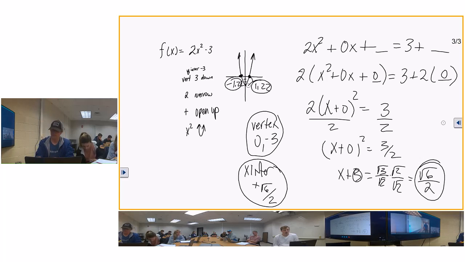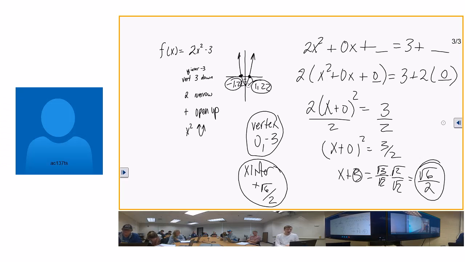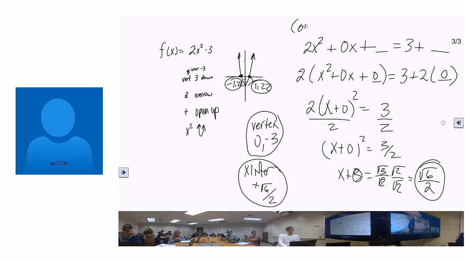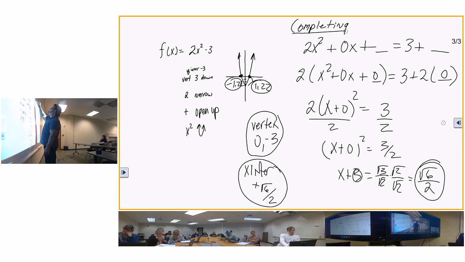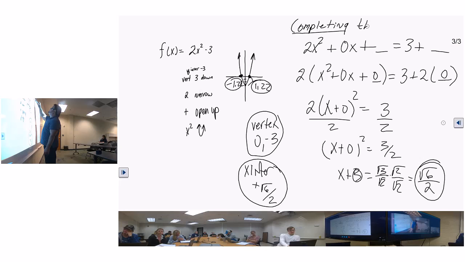Now, there's probably a couple of y'all going, what did he just do? Okay, this is called completing the square. I'm going to make sure everybody knows how to do this, because if you don't talk to me and tell me what you know and what you don't know, then I'm just going to assume that we're going to move forward. Completing the square.